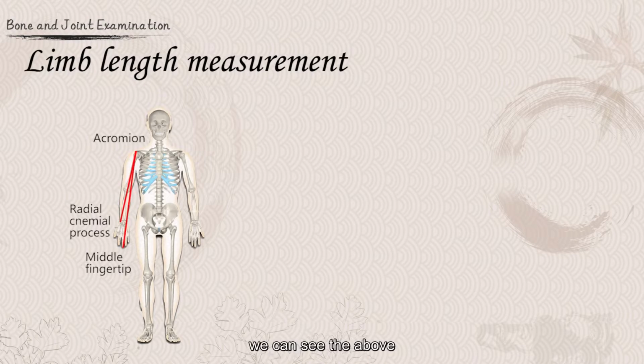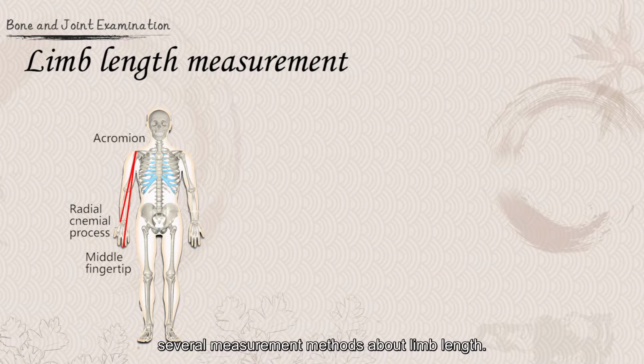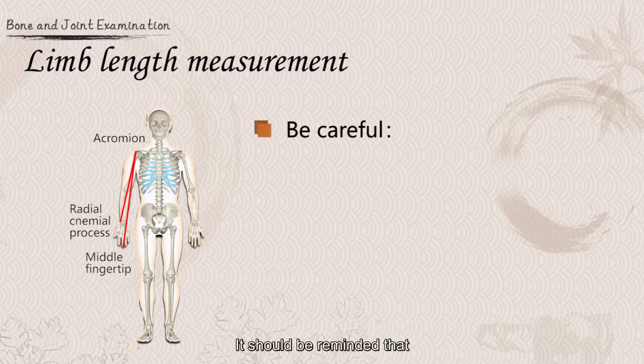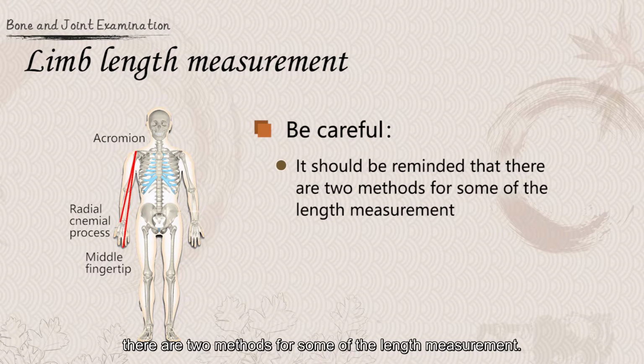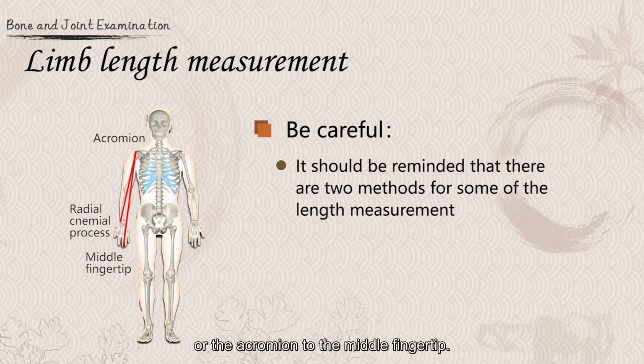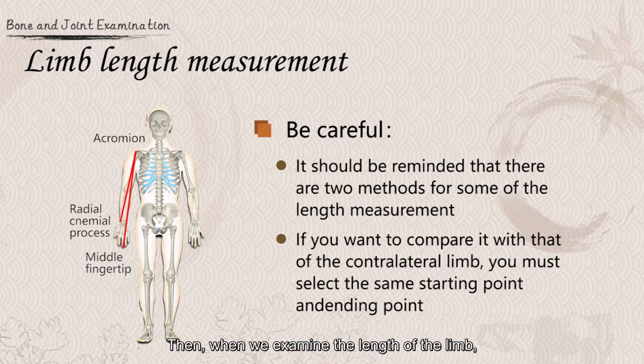From the table, we can see the above several measurement methods about limb length. It should be reminded that there are two methods for some of the length measurement. For example, the measurement of upper limb length refers to the acromion to the radial styloid process or the acromion to the middle fingertip. Then, when we examine the length of the limb, if you want to compare it with the contralateral limb, you must select the same starting point and ending point.